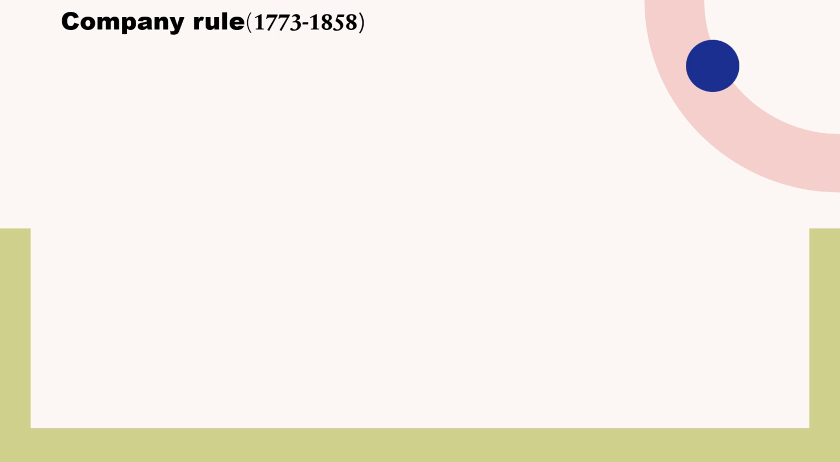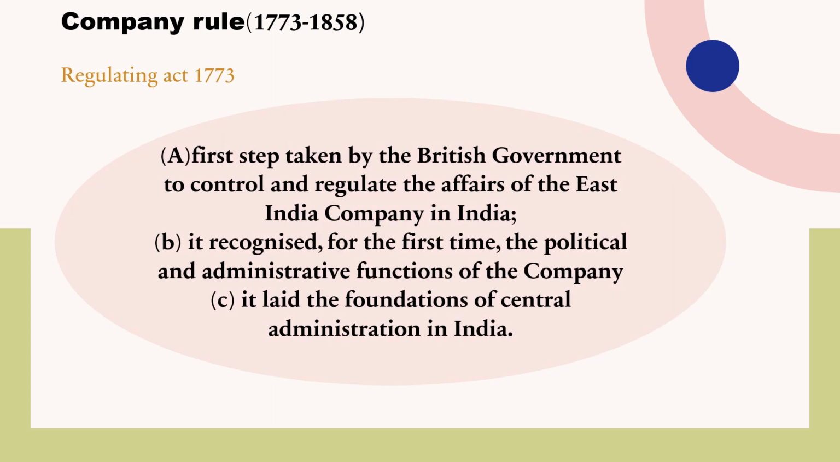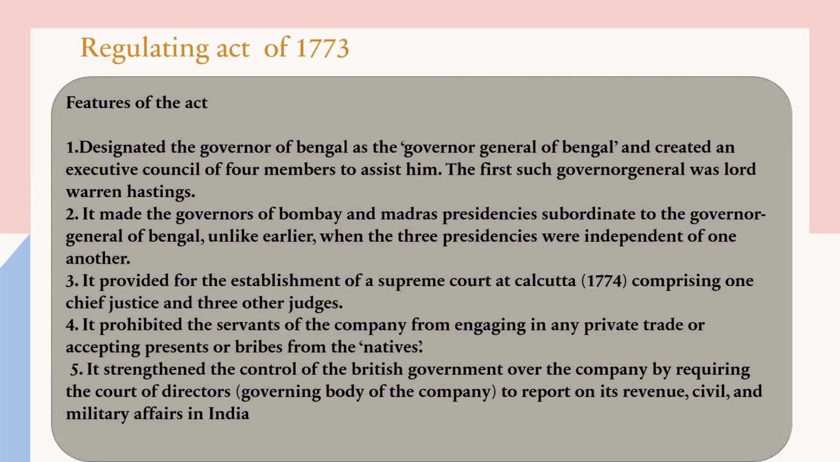This is the first step taken by the British government to control and regulate the affairs of the East India Company in India. It recognized for the first time the political and administrative functions of the company, and it laid down the foundation of central administration in India. Features of the Regulating Act of 1773.